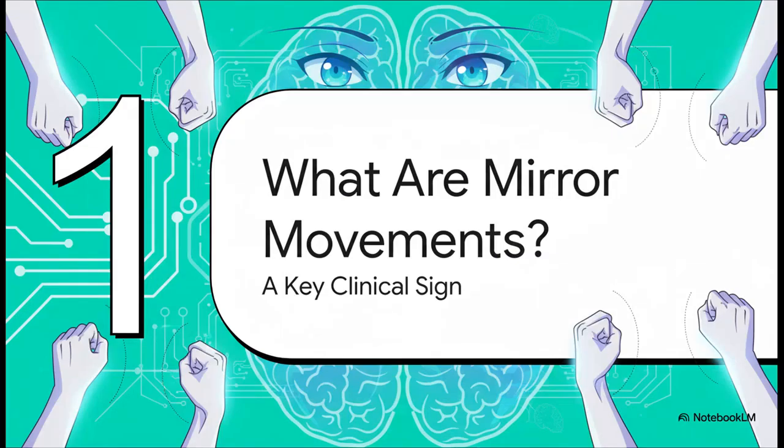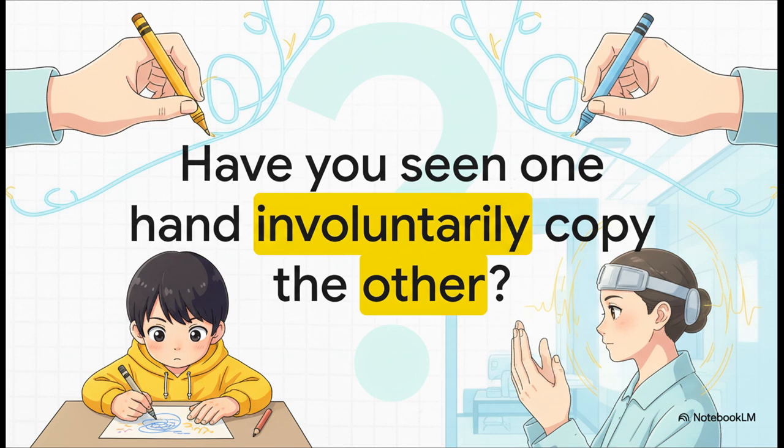All right, first things first. Let's get a really solid, crystal clear idea of what we're talking about when we say mirror movements. Have you ever actually seen this? Maybe a little kid, totally focused on drawing or writing, and you notice their other hand is kind of mimicking the same motions. That involuntary copying, that is exactly what we're talking about. For a child, that's often a normal part of development. But when we see that same sign in an adult patient, well, that tells a very different story.